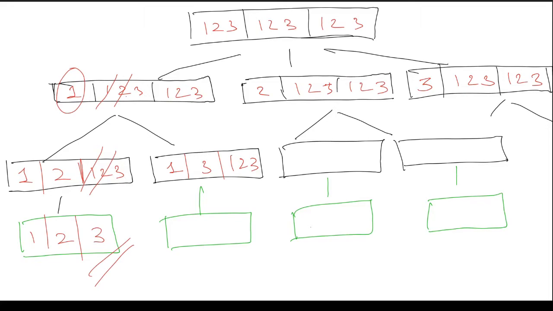In the second block, I have 1, I have 3 in the second space. Can I take 1? No, I cannot take 1. Can I take 2? Yes, I can take 2. So I got my second permutation. Now, can I take 3? No, I cannot take 3. I would have one more block here on the right side if there was any other number other than 3. So now I am going for this block.